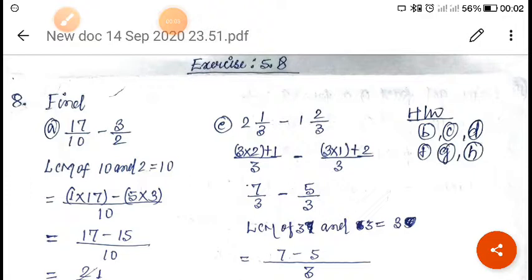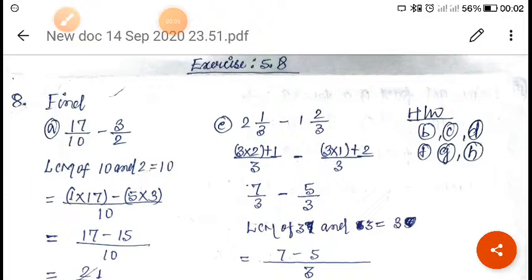Because in part 1 we discussed questions up to question number 7, right? So today we will see from question number 8. In question number 8, it is given: find 17 by 10 minus 3 by 2.